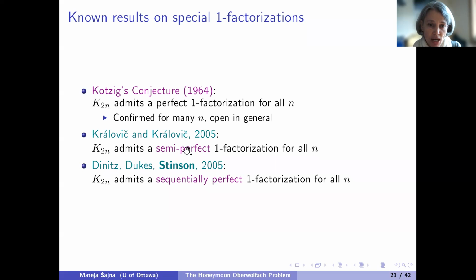Kralevich and Kralevich coined the term semi-perfect 1 factorization, and also showed that any complete graph of even order admits a semi-perfect 1 factorization. And then Dinitz, Duke and Dougherty used the term sequentially perfect and proved that the complete graph of even order admits a sequentially perfect 1 factorization, again, for every even order. As you'll see shortly, we were able to extend the result by Kralevich and Kralevich to all semi-uniform 1 factorizations.